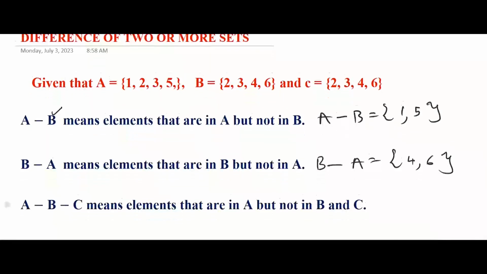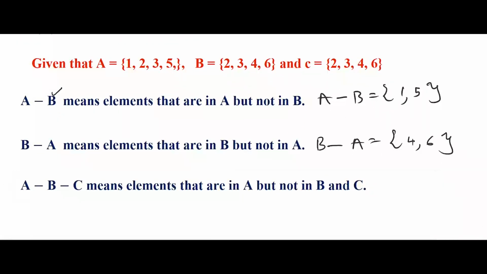So let's scroll down a little bit. Okay, so here we have set A difference B difference C equal to, now let's look for elements that are in A but not in B and C. So 1 is in A but not in B and C. I'll write 1. Which other one? 5 is not in B and C, so I'll write 5 as well. Okay, so this is the meaning of difference of 2 or more sets.